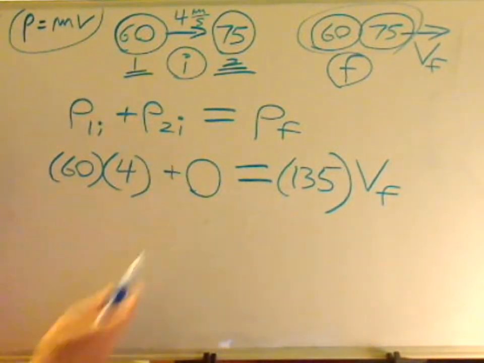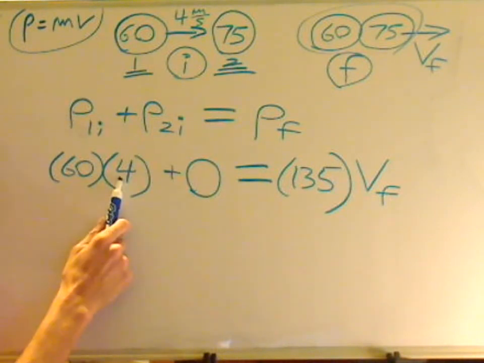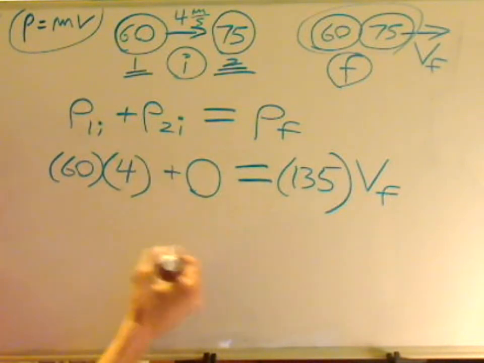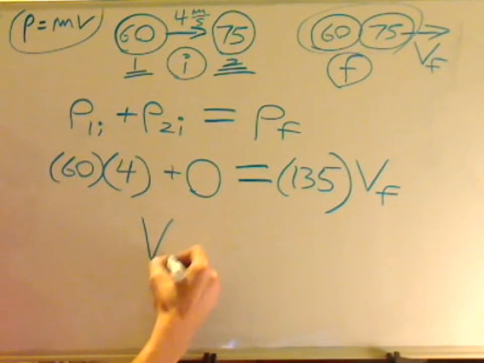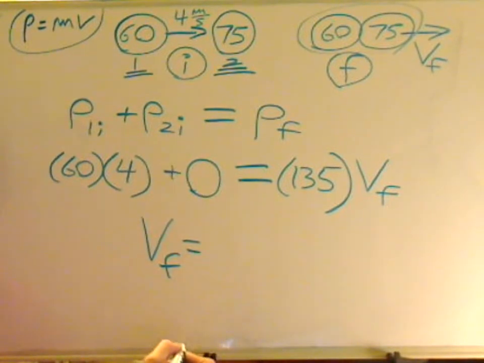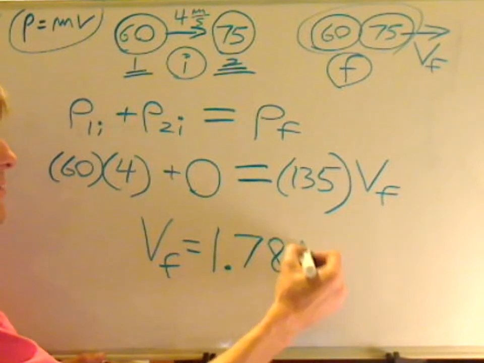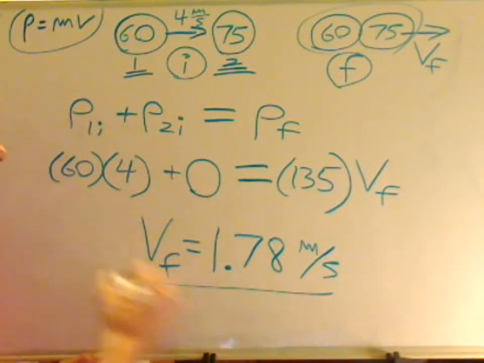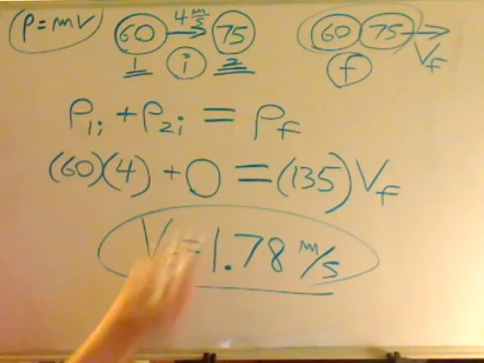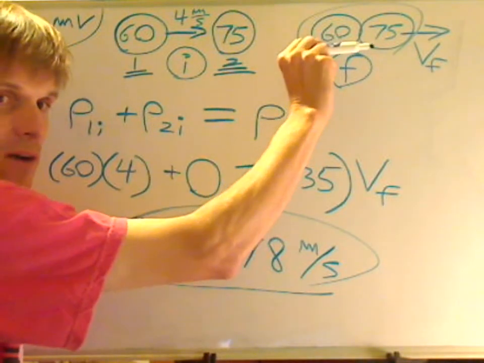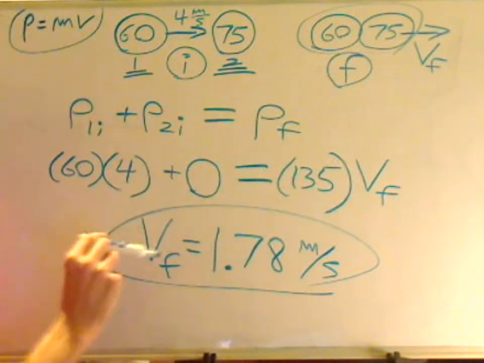This is a fairly easy algebra problem to solve. 60 times 4 is 240, divided by 135 gives you that velocity, which we were trying to find, 1.78 meters per second. So our joined together skaters are now cruising down the ice at 1.78 meters per second.